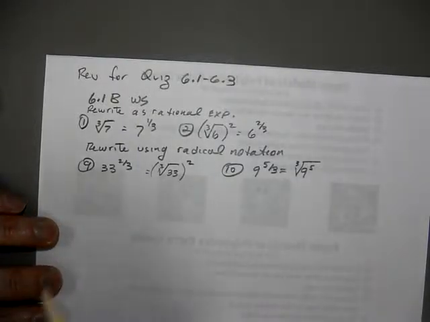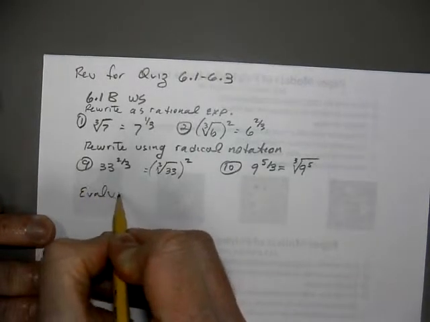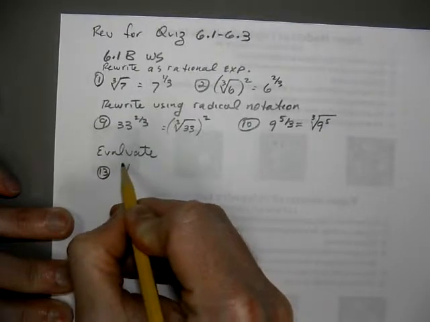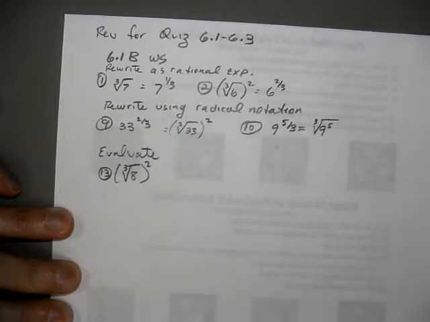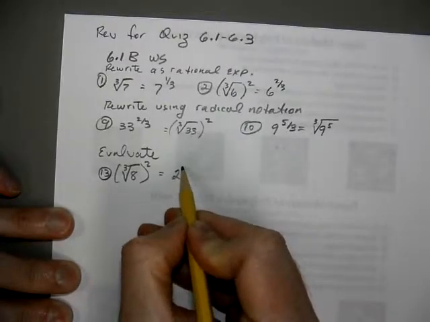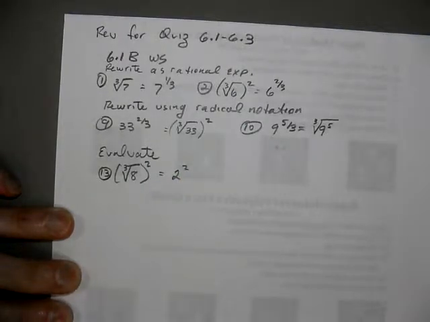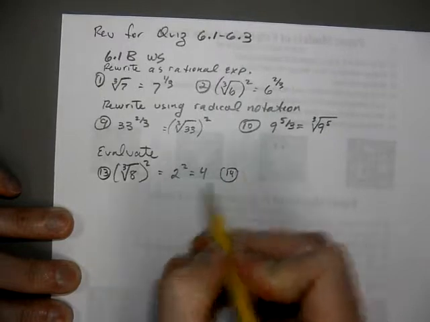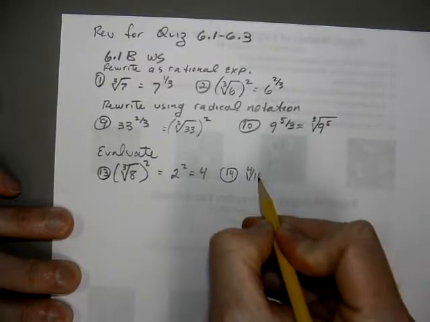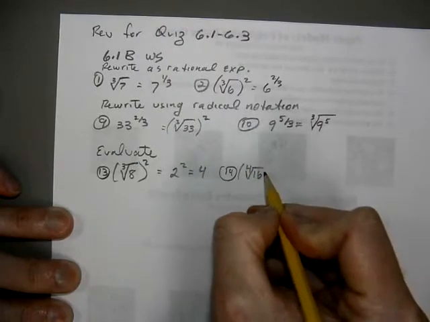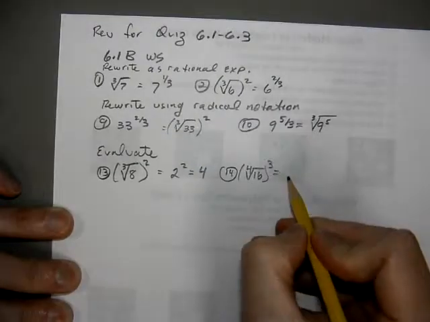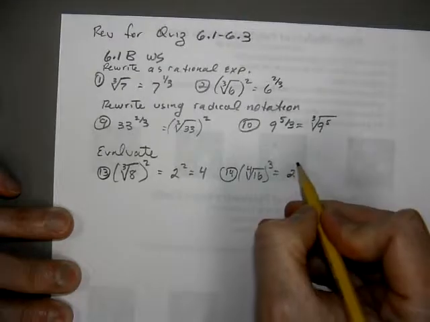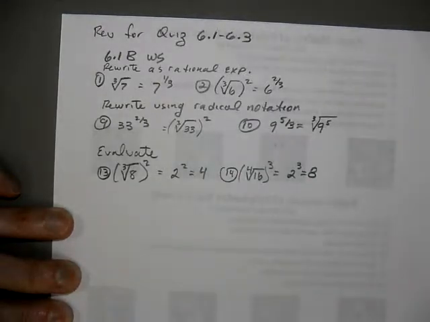Evaluate the expression without a calculator. So we take number 13, and that's the cubed root of 8 quantity squared. The cubed root of 8 we need to know is the value of 2, because 2 times 2 times 2 makes 8. Square that, which gives us 4. Number 14 is the 4th root of 16, and that's supposed to be cubed. So the 4th root of 16, 2 times 2 times 2 times 2 makes 16. So to evaluate it, that comes out to be 8.